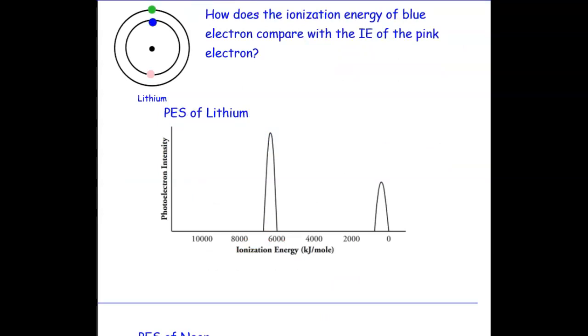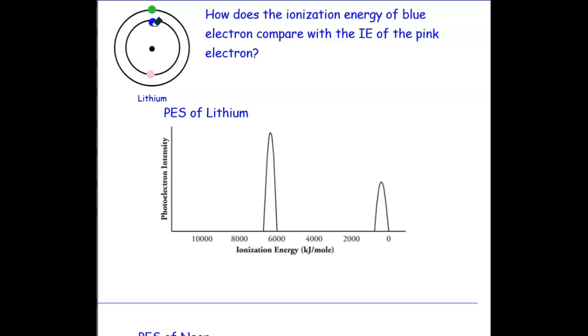So now let's look at a model of an atom with 3 electrons. The ionization energy of the pink and blue electrons is the same because they are on the same energy level. So let's assume that a whole bunch of lithium atoms are subjected to high energy X-rays. Each atom loses exactly 1 electron, but which electron is ejected is random.